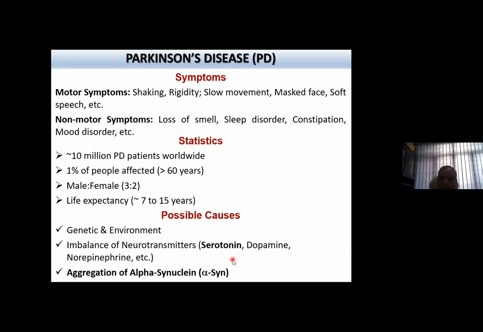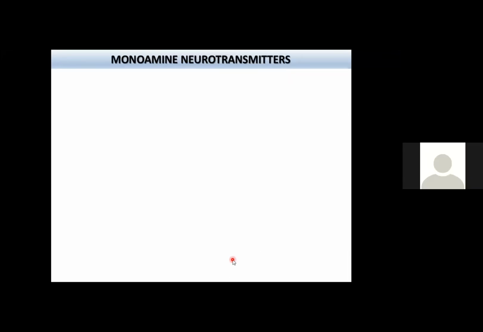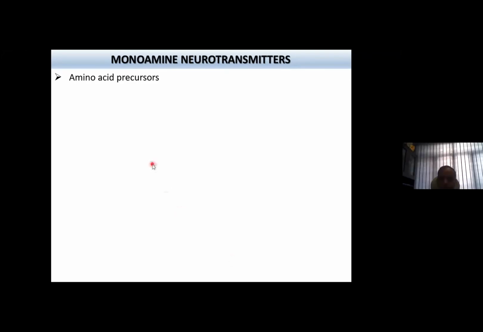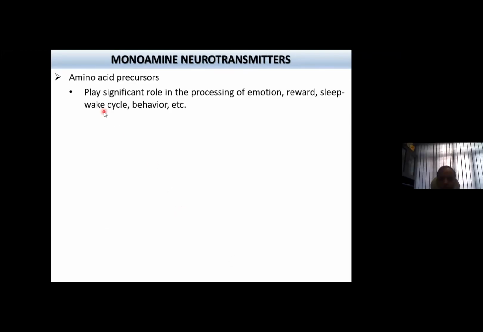Before that, I will just tell you about the monoamine neurotransmitters, because these neurotransmitters are basically amino acid precursors, and they play many significant roles for us, like processing of emotion, reward, sleep cycle, behavior, etc. How do they do it? They transmit signals from one neuron to the other. They do all these activities by transferring signals from one neuron to the other.